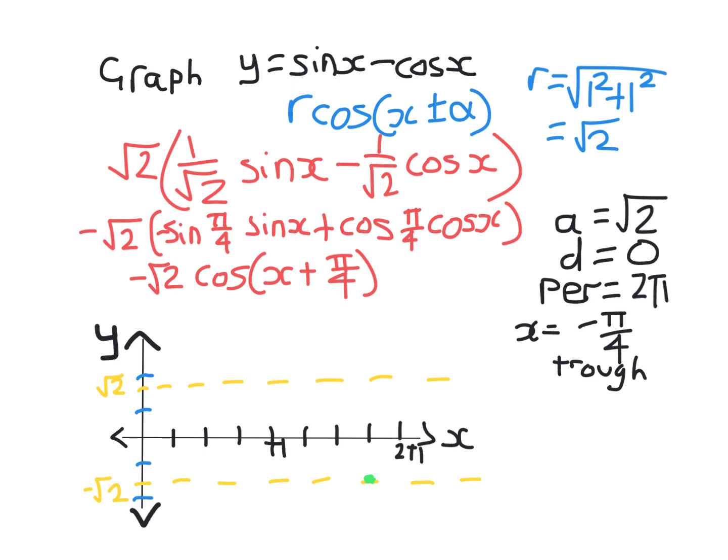And we know that if the period's 2 pi, the distance between peaks and troughs will be half of that, so it will be pi. So 7 pi on 4 minus pi gives 3 pi on 4. There will be a peak here. So the graph is just going to look like this. It's going to start down here, come up, and go up and down forever. All right, there we are. We have graphed with the aid of transformations.